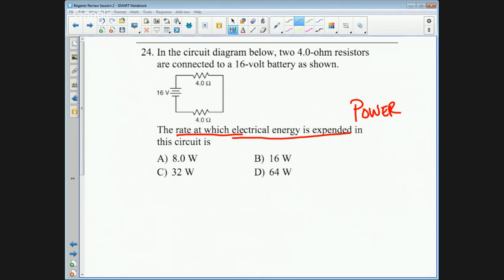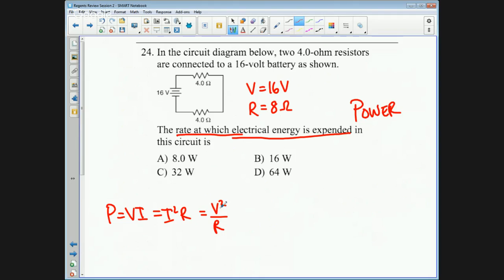So if I look on the reference table, I'm on page 4, power is P equals voltage times the current. That's also equal to current squared times the resistance. And that's also equal to potential difference squared over R. Okay, so I'm given total voltage, V equals 16 volts, and I'm given my total resistance, which is 4 plus 4. It's a series circuit. This is 8 ohms.